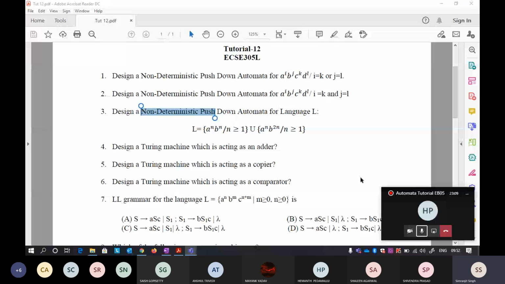Okay, so I'll tell you about the solution of this one, because there are these questions that I have to solve. So it will take a little bit of time for these three questions. So I'll do the solution of this one.